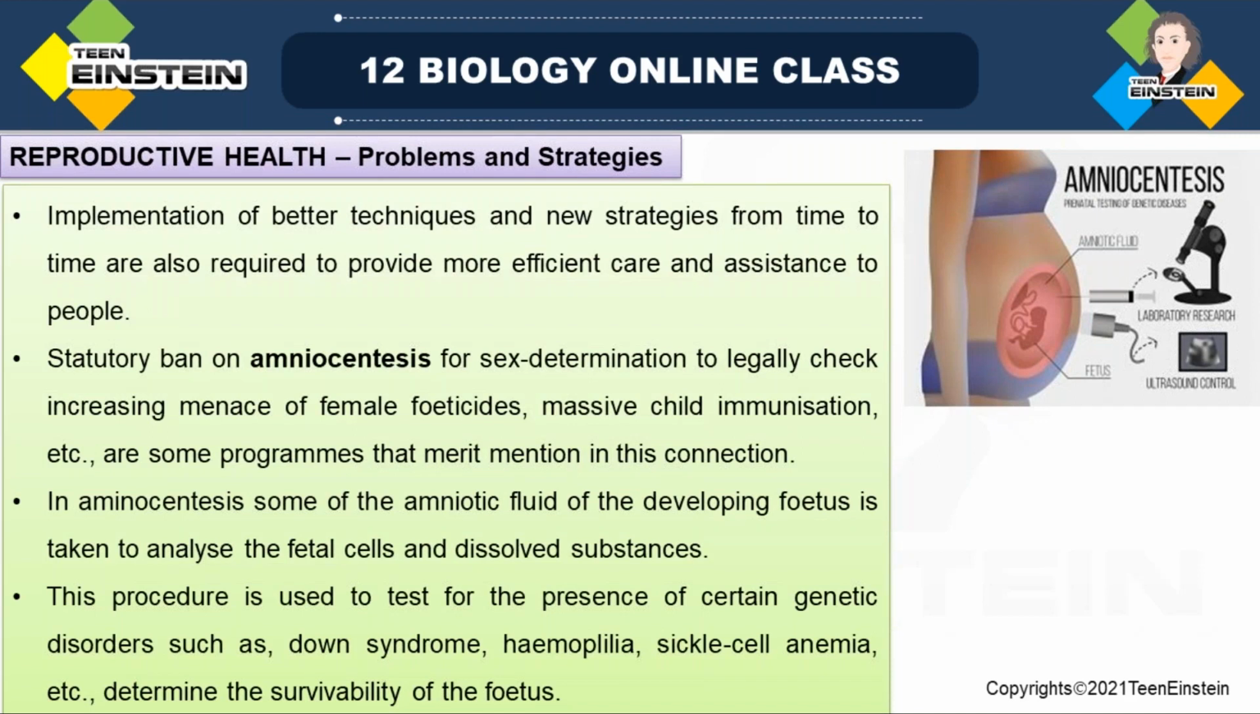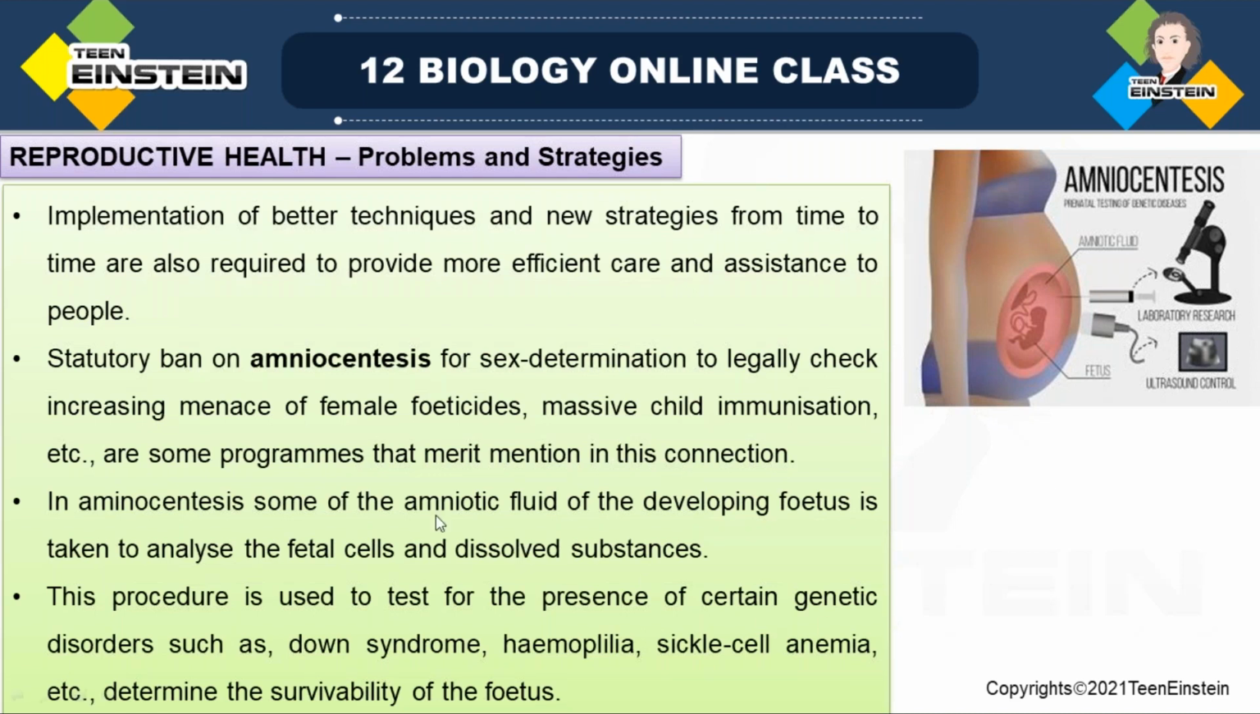So we can implement better techniques to provide better care or efficient care to assist the people. Then amniocentesis. Amniocentesis is the technique which is used to identify the problems of the growing fetus. But sometimes these techniques are misused, right?